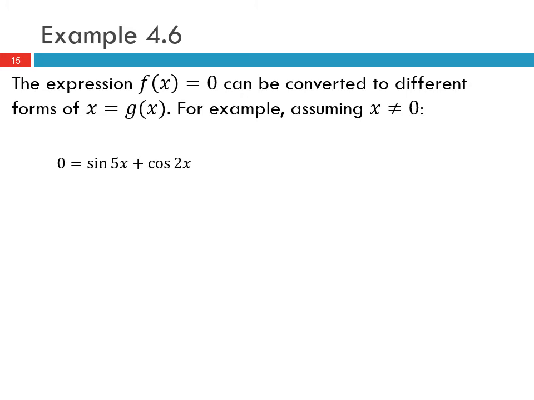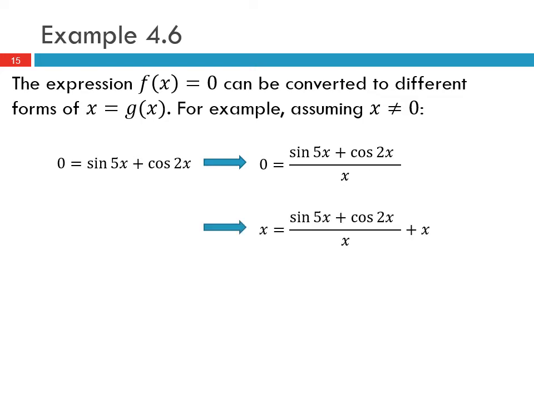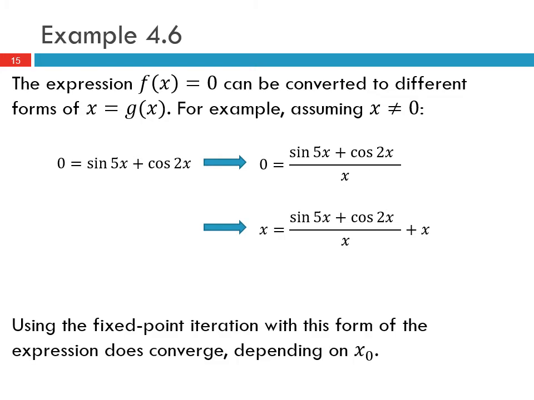So the expression f of x equals 0 can be converted to different forms of x equals g of x. For example, if we assume that x is not equal to 0, then we could divide through by x, and then just add x to both sides. So we could say that x is equal to (sine 5x plus cosine 2x) divided by x, plus x. With this new form of g of x, the expression does converge depending on the choice of x0.